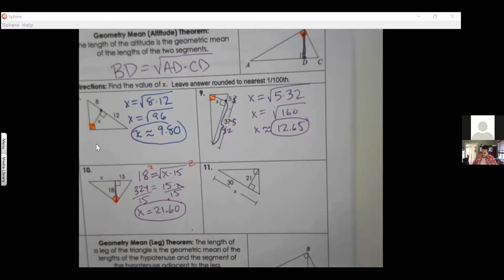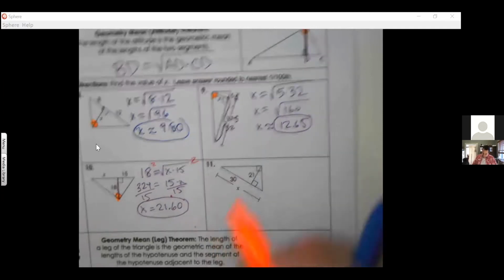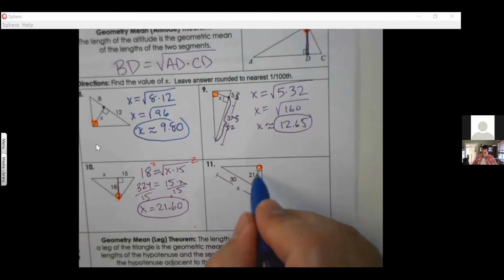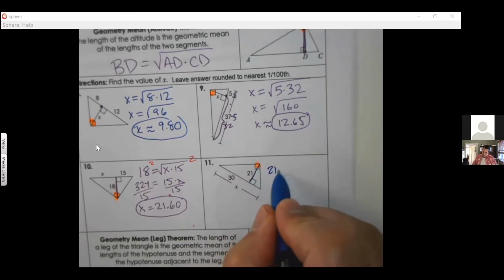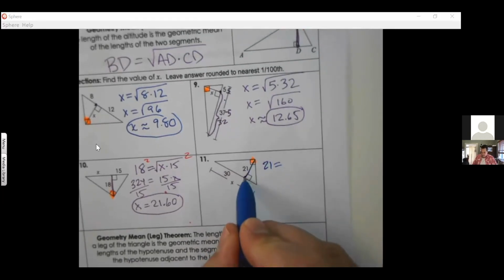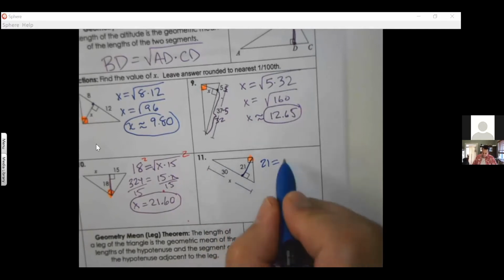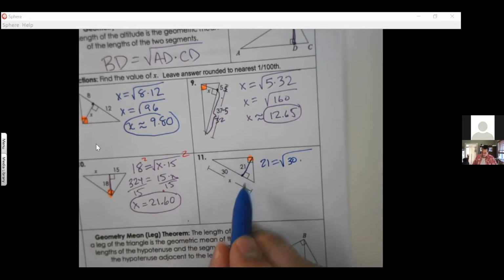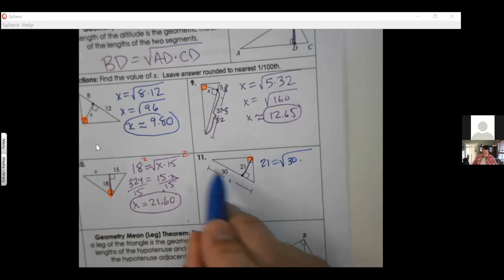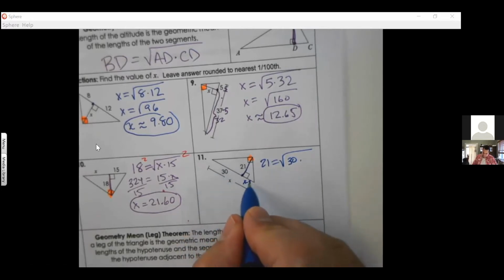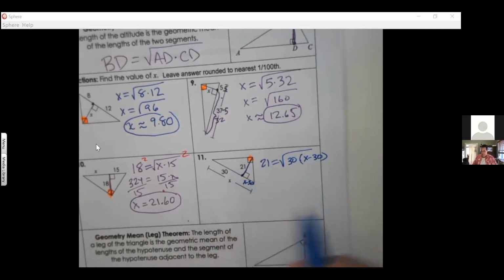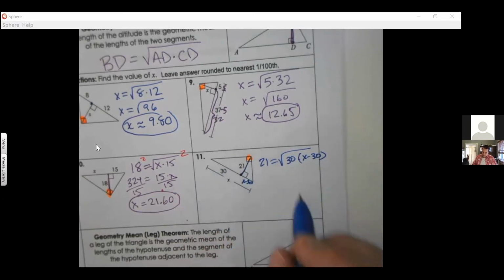Okay, next one. Again, look for that right angle in the biggest triangle. Coming out of there is 21. So 21 equals, when I get to the bottom, it tells me what I'm matching with. Square root of 30 times, well, let's see, if the whole length is x and used up 30, then this is x minus 30 for that part. So 21 is the geometric mean between those two parts.